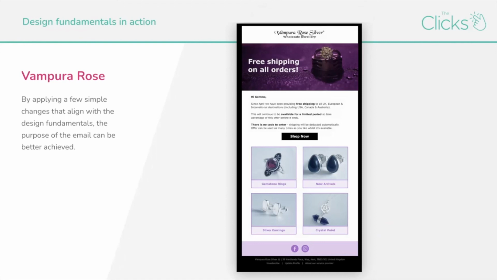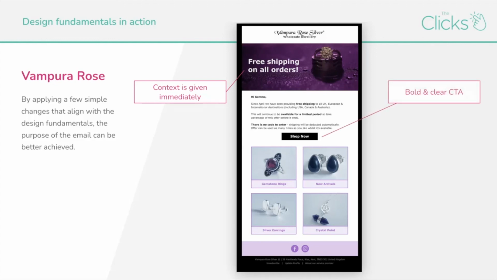So by applying a few simple changes, you can see that the email is now fulfilling its purpose a lot more effectively. Some of the things that I've changed is I've given context straight away by adding this big banner and header image to let the customer know as soon as they open the email that there's free shipping on all orders, which was part of the text that was getting a bit lost on the message before. I've also added a bold and clear CTA for the user to shop on the website.